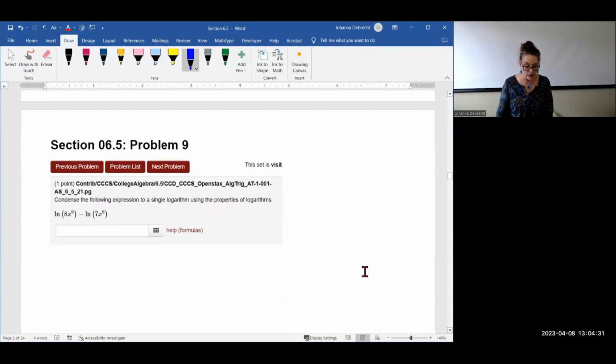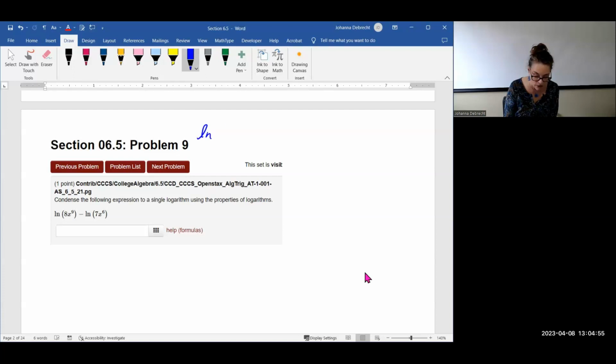Let's take a look at this problem. In this problem, it wants us to condense the expression to a single logarithm. Notice that this is not actually expanded as much as it could be, right? There's more we could do here. There is multiplication inside of each of these, so we could stretch it out more. So I'm first going to show you what it would look like fully stretched out.